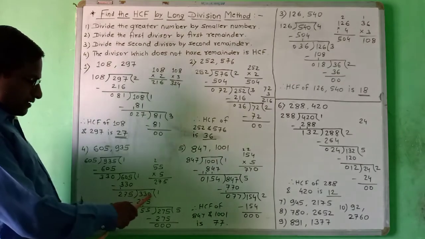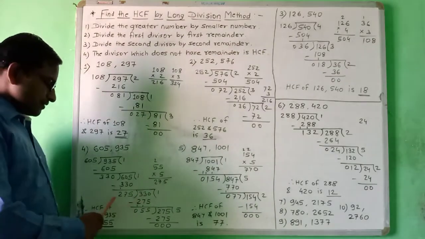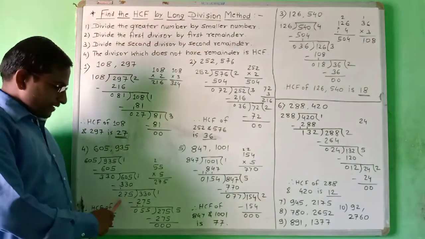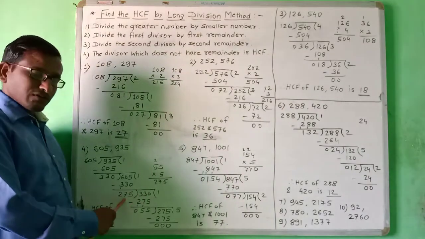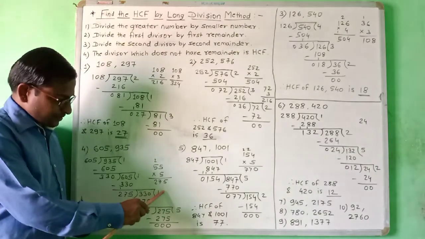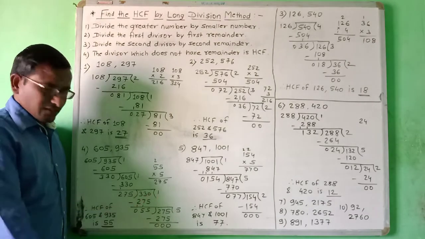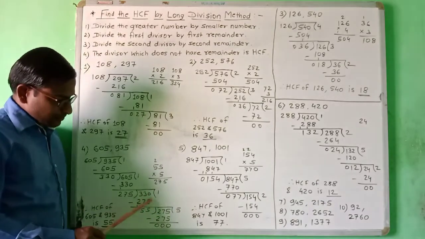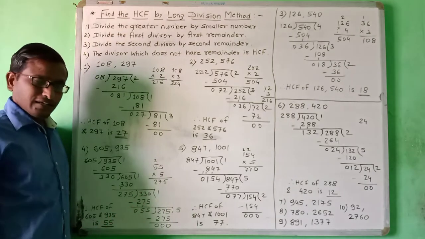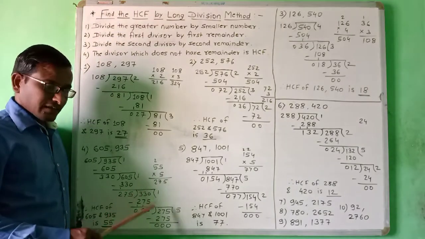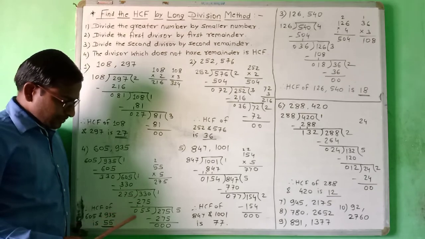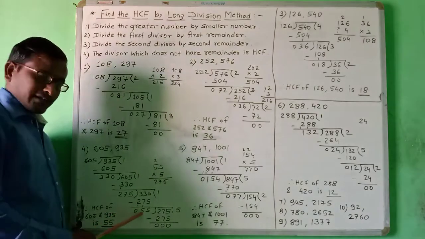This value becomes the divisor, and the second divisor 330 becomes the dividend. So 275 divides 330. So again you find the value 330 in the 275 table. So 275 times 1 is 275. Then again do the subtraction. 0 minus 5, not possible. So 10 minus 5, 5, carry 1. 7 plus 1, 8, and 3 minus 8, again not possible. So 13 minus 8, 5, carry 1. 2 plus 1, 3. 3 minus 3, 0. So here the remainder is 55.